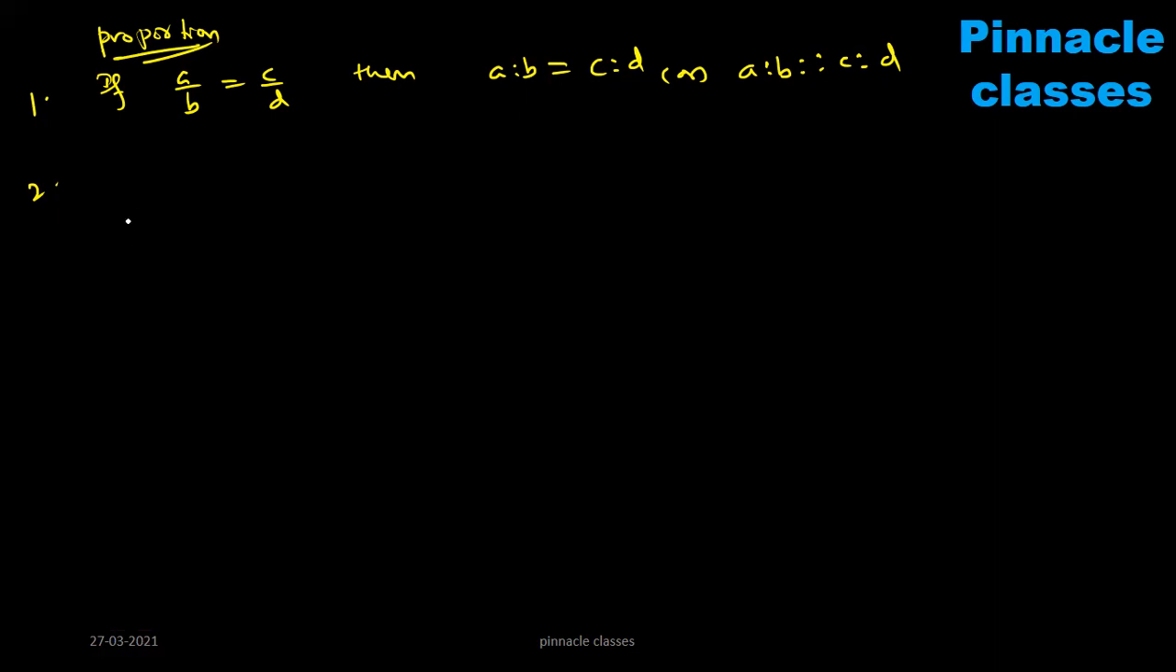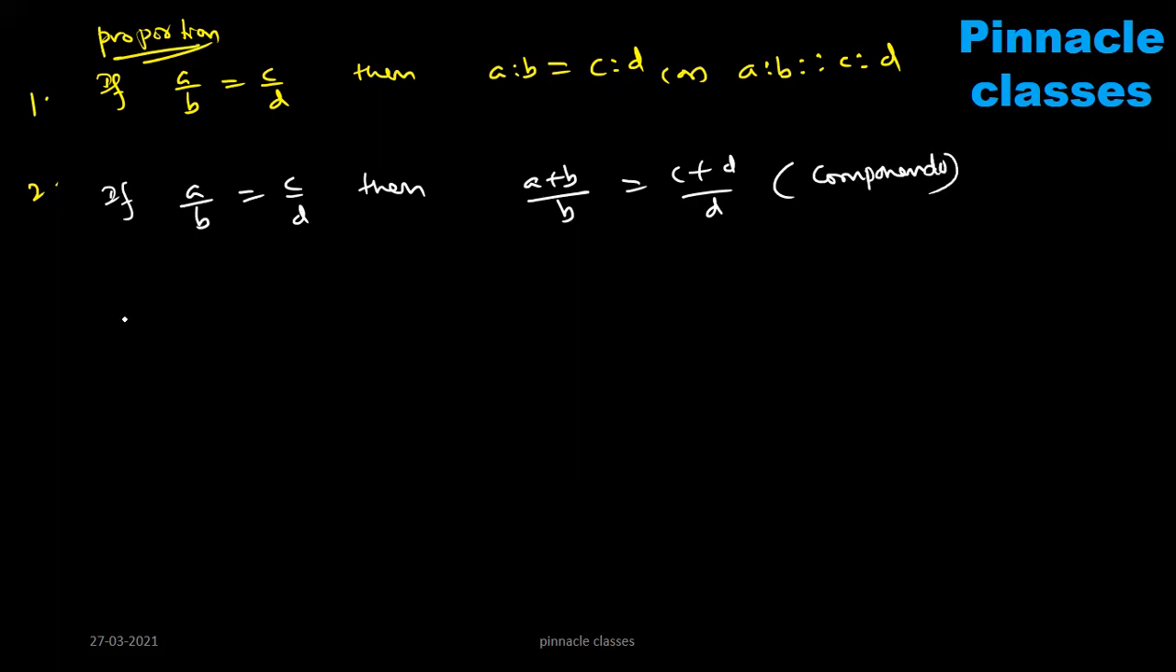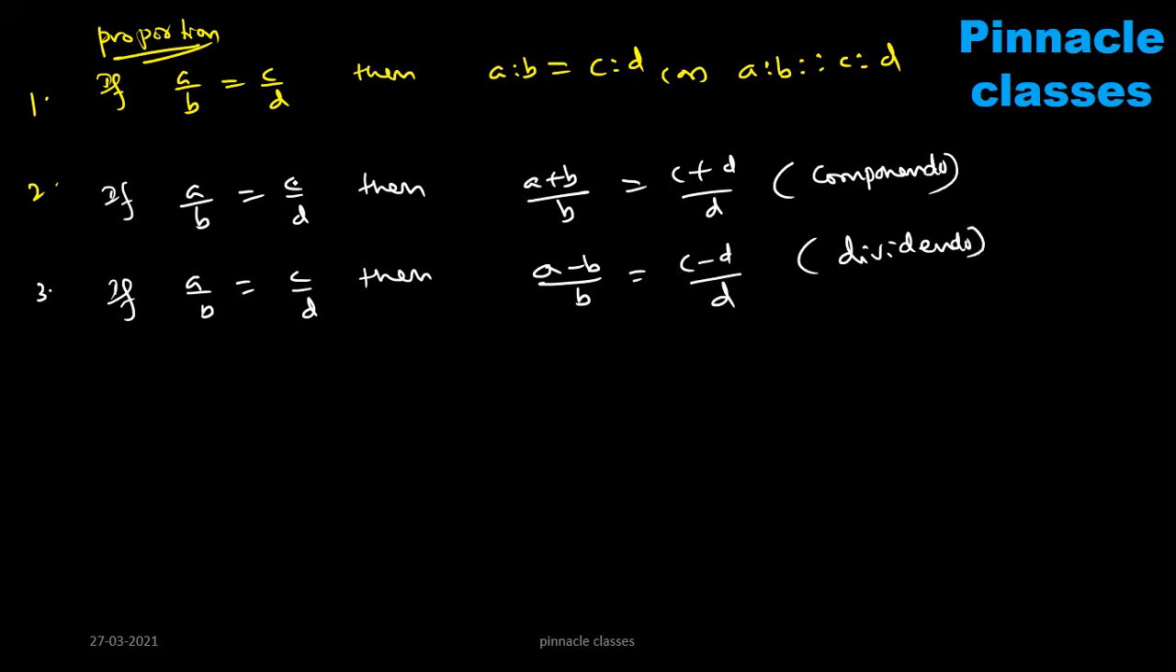Another one. a by b is equal to c by d. Then a plus b by b is equal to c plus d by d. This is called componendo. a by b is equal to c by d. Then how to write: a minus b by b is equal to c minus d by d. This is called dividendo. Componendo means just adding one on both sides. Dividendo means adding minus one on both sides.